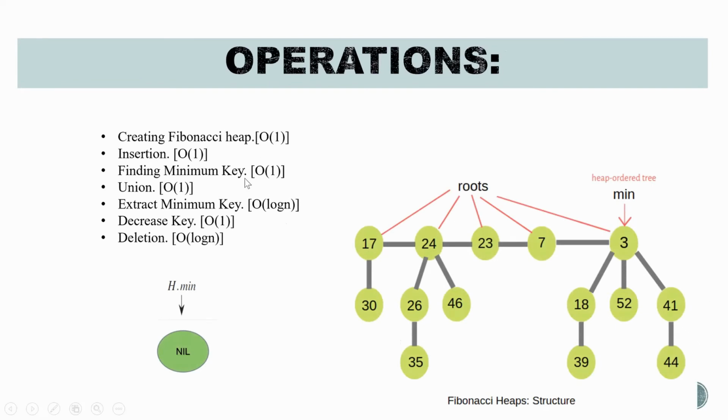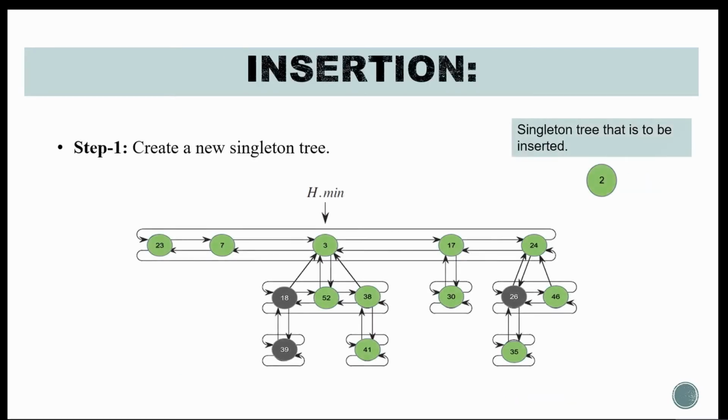The following operations are performed by the Fibonacci heaps, having the given time complexities. To create a Fibonacci heap, the minimum pointer is first indicating at nil. Since there is no element present at the very beginning, the heap is created, but we will insert the values one by one. Now I will talk about one of the operations which is called insertion.